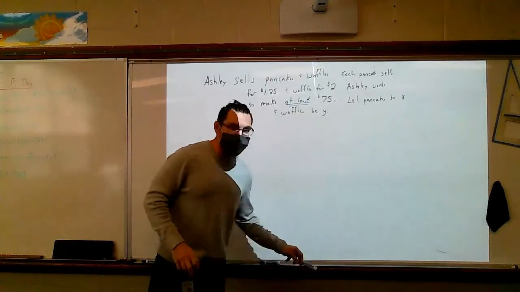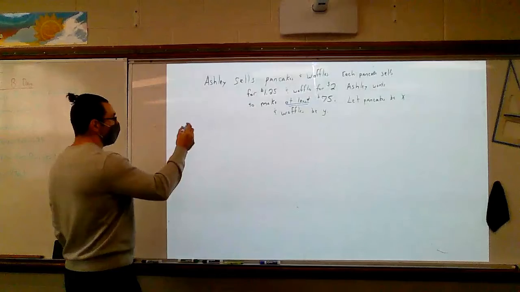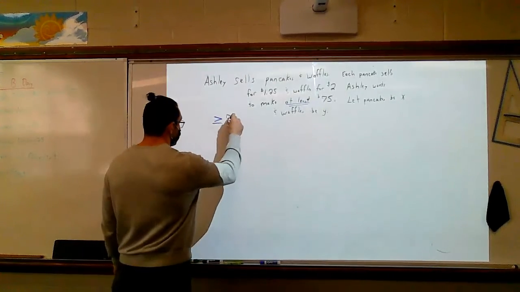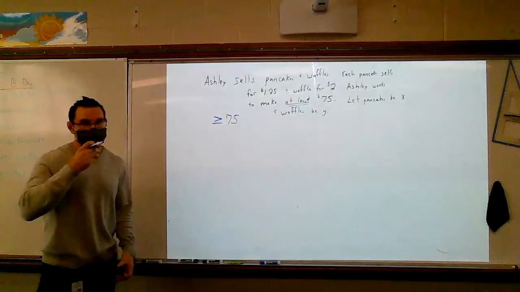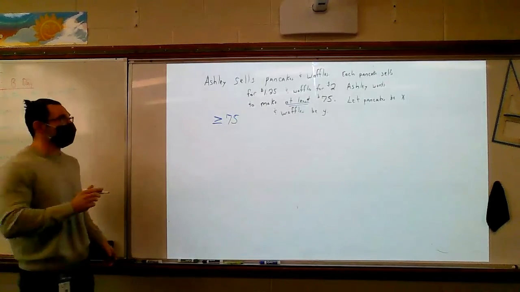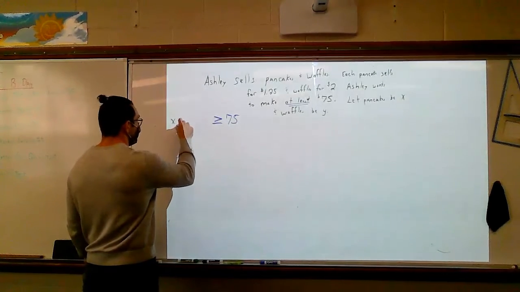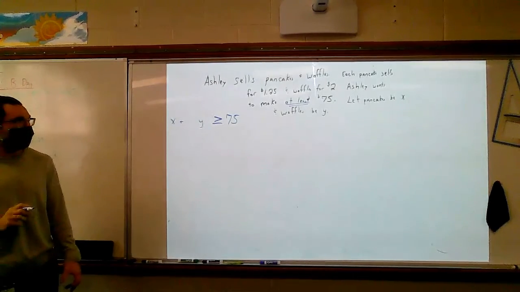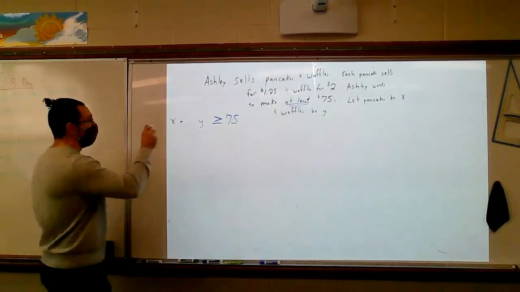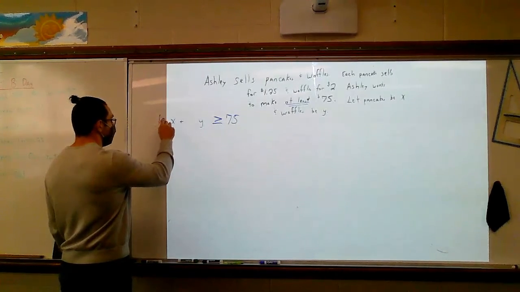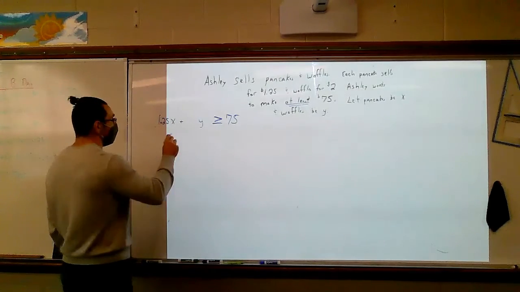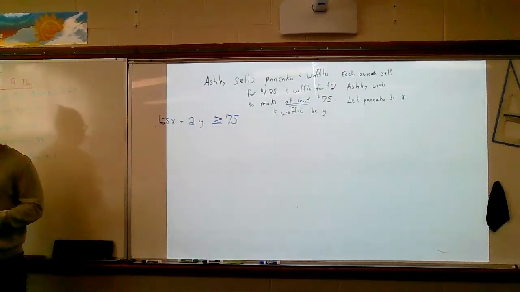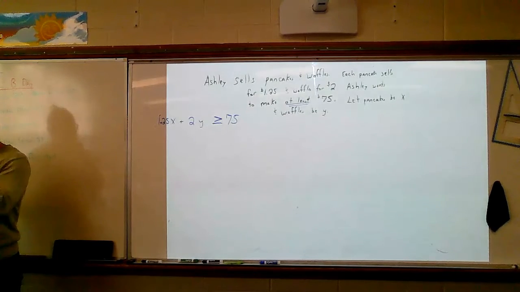The key word there is at least. We can absolutely make more than or equal to $75. But what are we selling to get there? We're selling the waffles plus the pancakes, or whatever it is. Pancakes is X. Well, what are we selling them for? $1.25 X and $2 Y. Everybody with me? Okay.